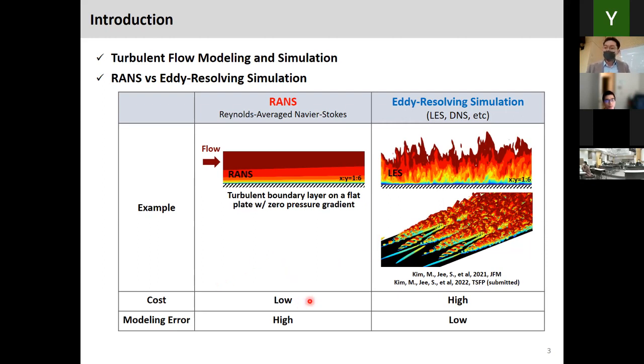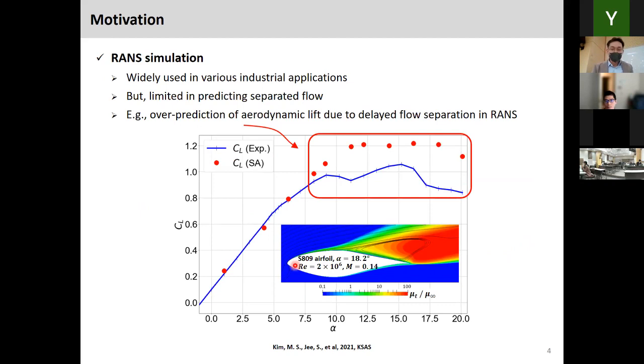However, the modeling error in RANS is quite high. It's probably okay for attached boundary layers, but it's well known that it's not so accurate for separated flow. So RANS simulation is widely used in industrial applications because of its short turnaround time, but it is limited in predicting separated flow. One simple example comes from the airfoil case.